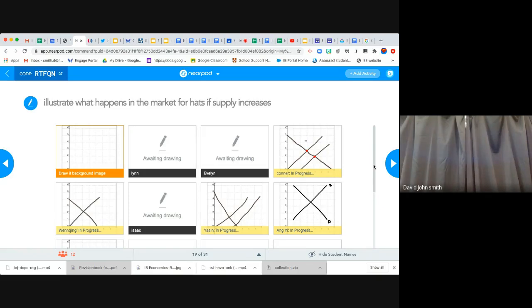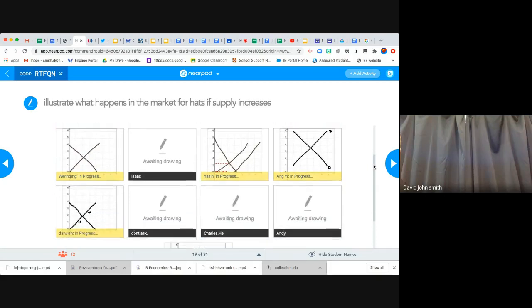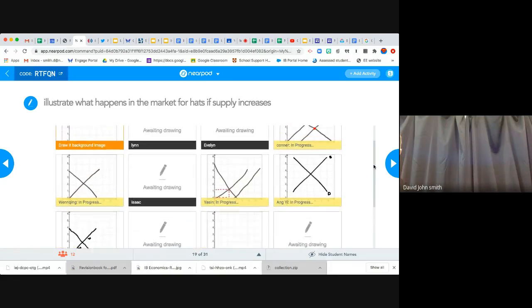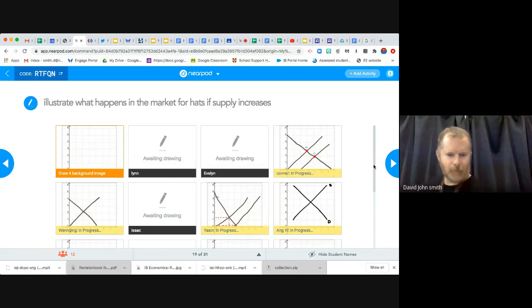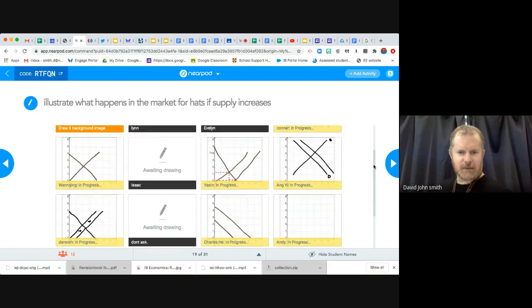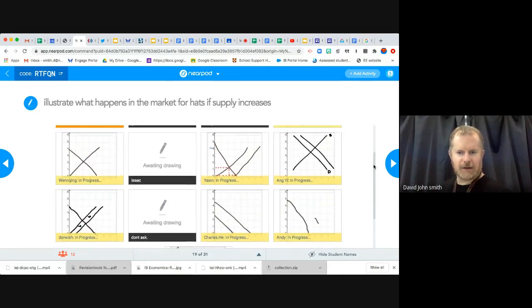Good work. Yeah, need to make sure you're drawing the curves in. And remember, it's that same idea we do with demand. You're trying to figure out what happens to the price and the quantity, in this case, when supply increases. So this one here, that's demand. You've shifted.